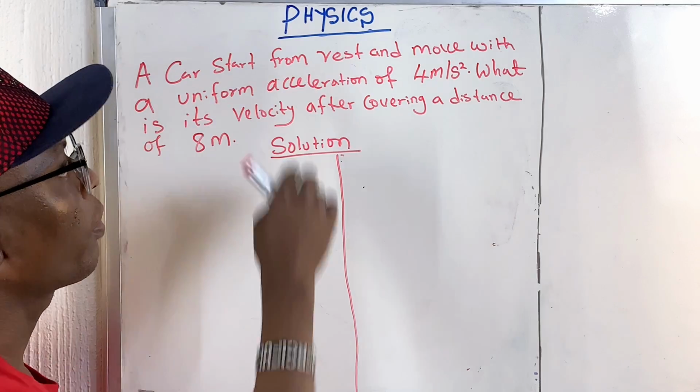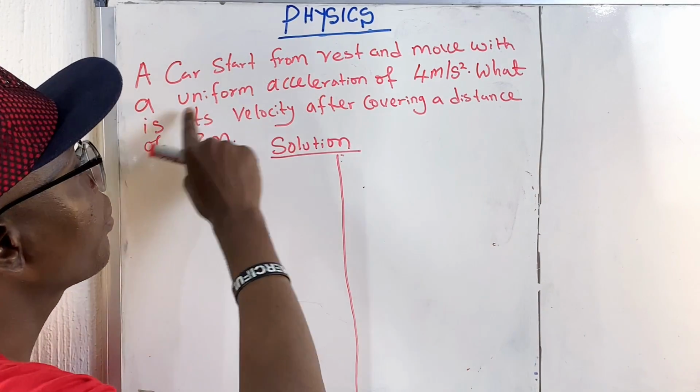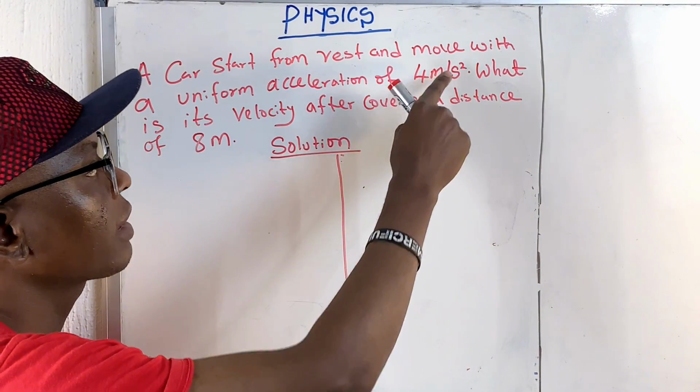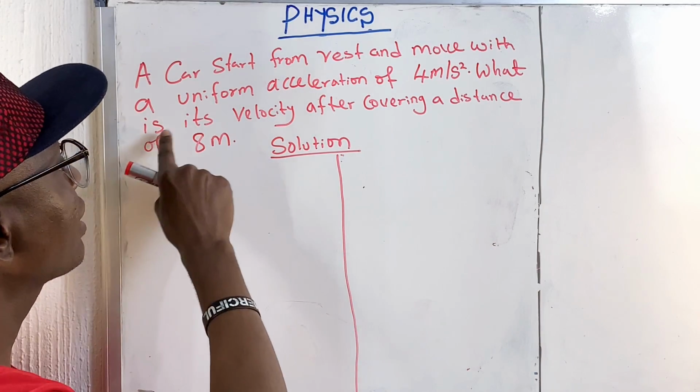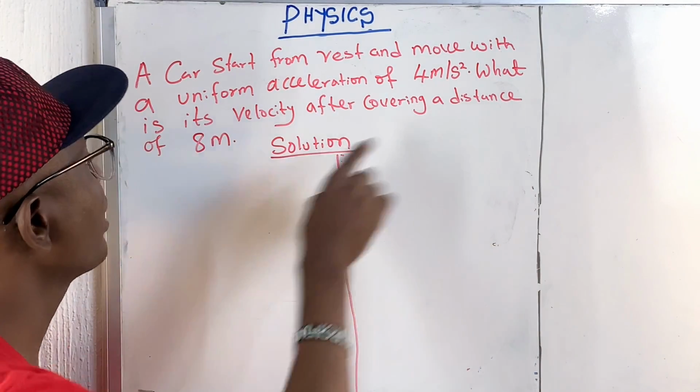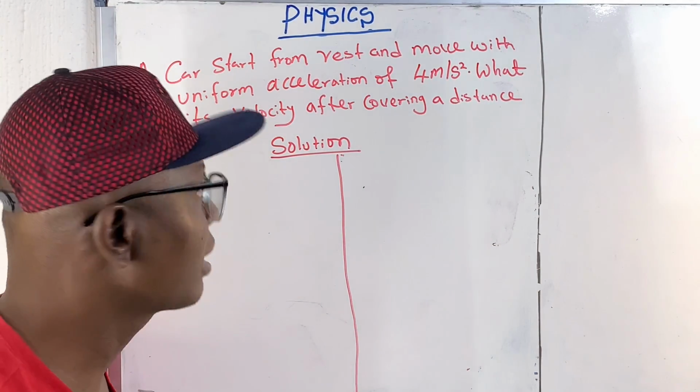A car starts from rest and moves with a uniform acceleration of 4 meters per second squared. What is its velocity after covering a distance of 8 meters?